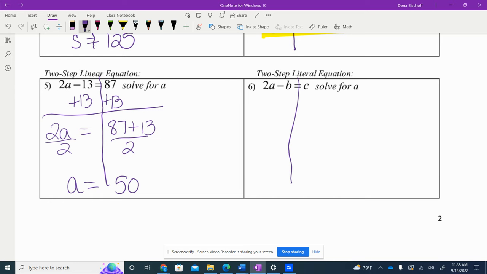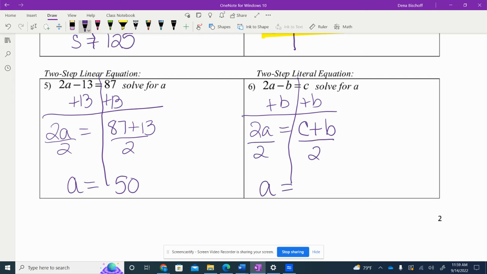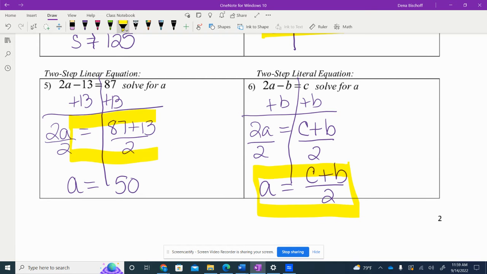Let's look at the right side. Trying to get A all by itself, what do I need to do first? Plus B, or add B. So 2A equals C plus B. And then what was the last step to get A all by itself? So A equals C plus B over 2. Again, this looks very much like this. So literal equations are no different than any equation that you've been using.